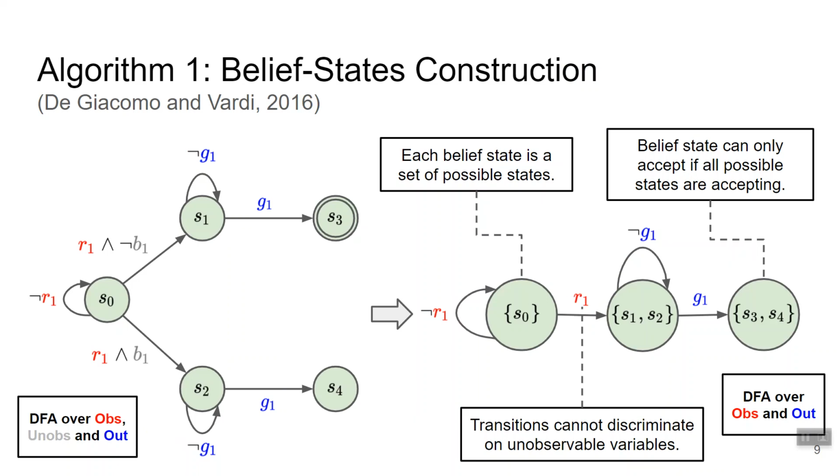The first, called belief-states construction, first constructs a DFA over the observable inputs, unobservable inputs, and outputs, and then converts this DFA into a so-called belief-states DFA, whose transitions depend only on the observable inputs and outputs. Each state of this DFA is called a belief state and corresponds to the set of possible states of the original DFA that we might be in. For example, if we start at state S0 and observable input R1 is true, we next might be on either state S1 or S2, depending on what the value of the unobservable input B1 is. The belief states DFA accepts if all possible states are accepting in the original automaton.